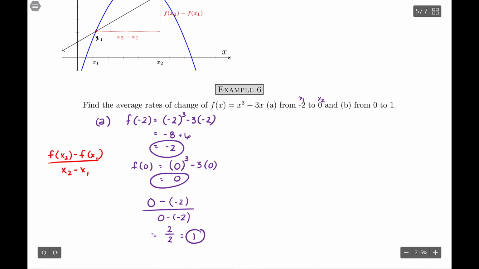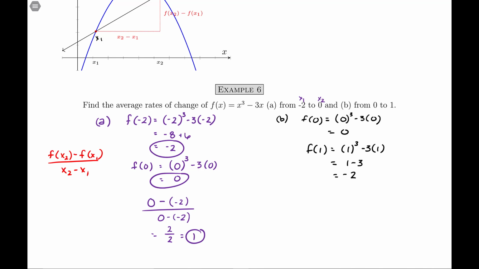We can do the same thing for part B, where we are calculating the average rate of change from 0 to 1. So again, we're going to evaluate our points at f of 0. It's going to be 0 cubed minus 3 times 0, which is 0. And then we evaluate f of 1, which is 1 cubed minus 3 times 1. So we get 1 minus 3 is negative 2.